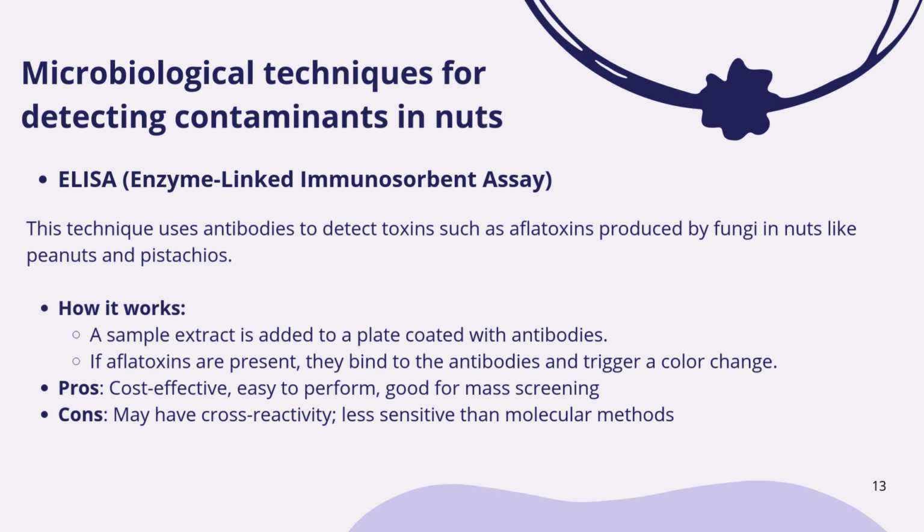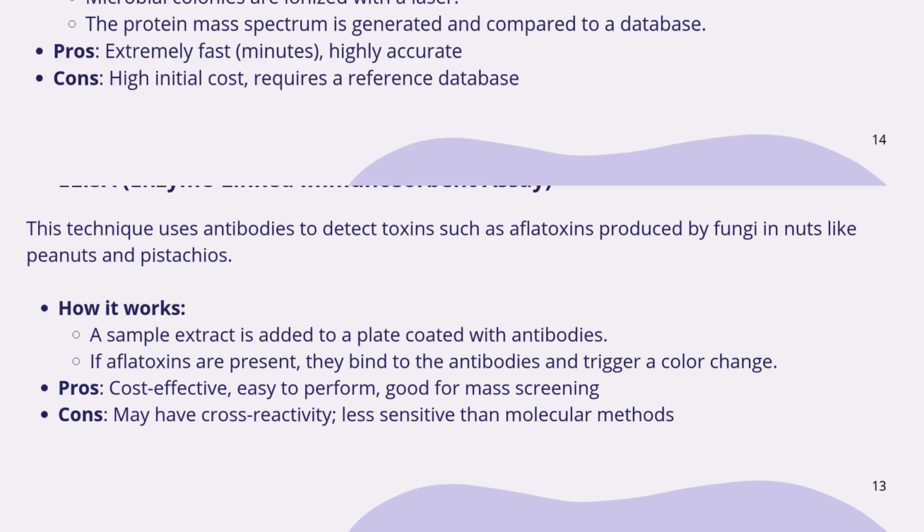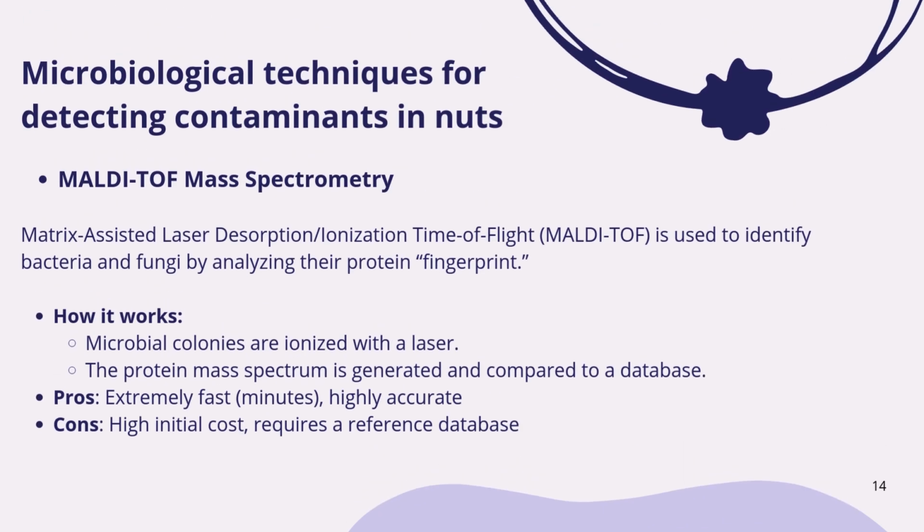The fourth method is MALDI-TOF mass spectrometry, matrix-assisted laser desorption ionization time of flight. MALDI-TOF is used to identify bacteria and fungi by analyzing their protein fingerprint. How it works: microbial colonies are ionized with a laser. The protein mass spectrum is generated and compared to a database. Pros: extremely fast and highly accurate. Cons: high initial cost, requires a reference database.